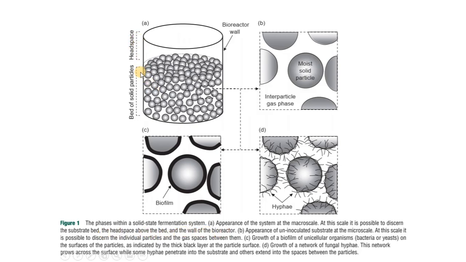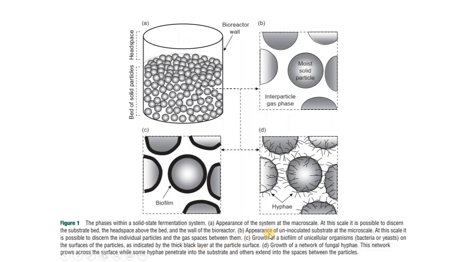So this is the wall of the bioreactor, and this is the bed of solid particles, meaning substrate particles packed within the vessel. This is the bioreactor wall, usually made of stainless steel, and the head space is used for ventilation or the supply of gas, or as a free area to interact with the gas space.